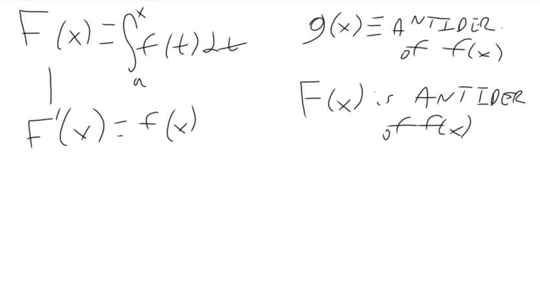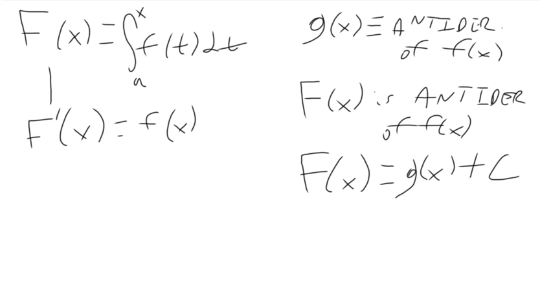Now, does that mean that g of x and capital F of x are the same? No, it does not. If you have two functions with the same derivative, that means that they're either the same or they are off by a constant, because the derivative of any constant term is just 0. So what I can do is relate these by saying capital F of x equals g of x plus some constant, where I'm going to use a capital C to represent constant.